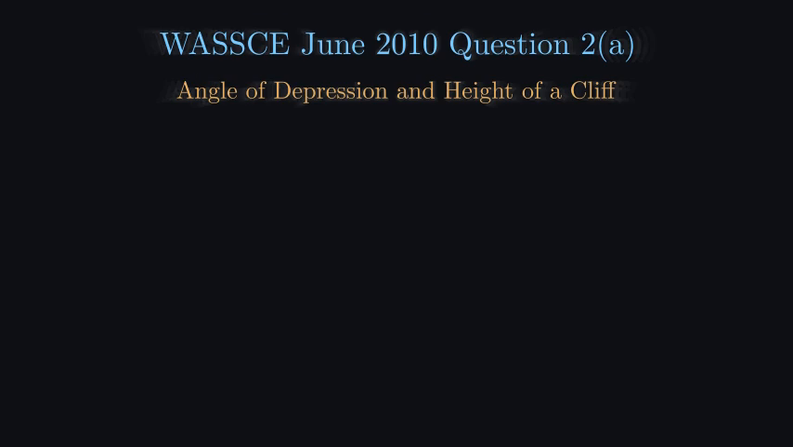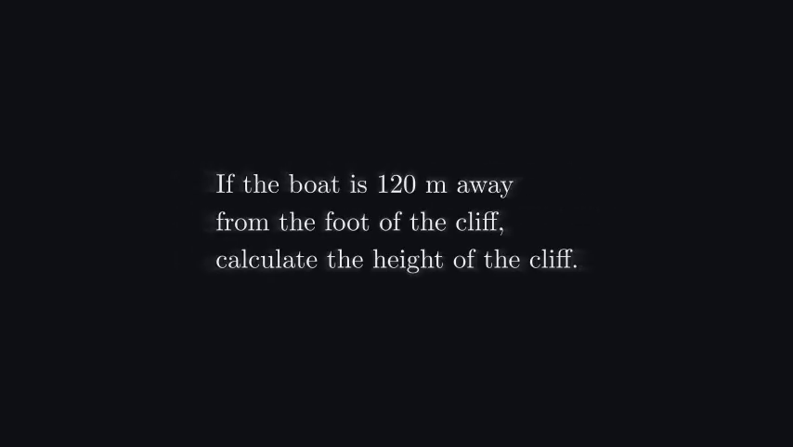Today, we are solving WASSCE June 2010 Question 2a. This is an angle of depression problem involving a boat and a vertical cliff. The question says the angle of depression of a boat from the midpoint of a vertical cliff is 35 degrees. The boat is 120 meters away from the foot of the cliff. We are asked to calculate the height of the cliff.